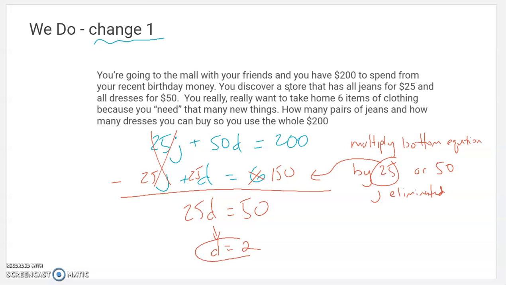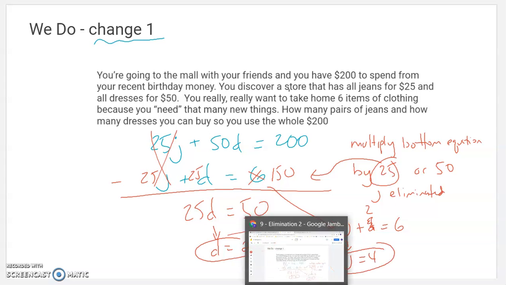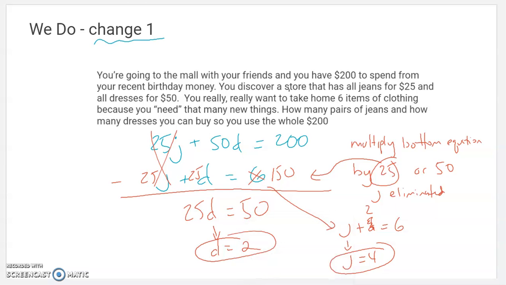Easy enough? I hope. The key is just to know that you're allowed to do this, that you're allowed to multiply one of the equations by something. Now that I have one, I can use that to find the other. I think the bottom equation is by far the easiest. We go back to that original equation of J plus D equals 6, and we know that D equals 2. Pretty easy to find that J equals 4. 4 jeans, 2 dresses, not too bad, I hope. When you finish copying that one down and thinking that one through, we'll go on to the next one.